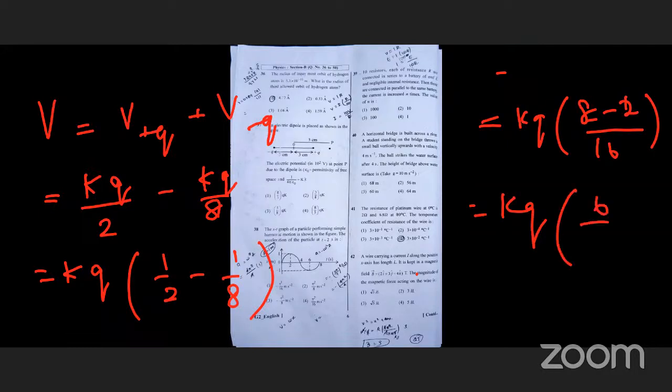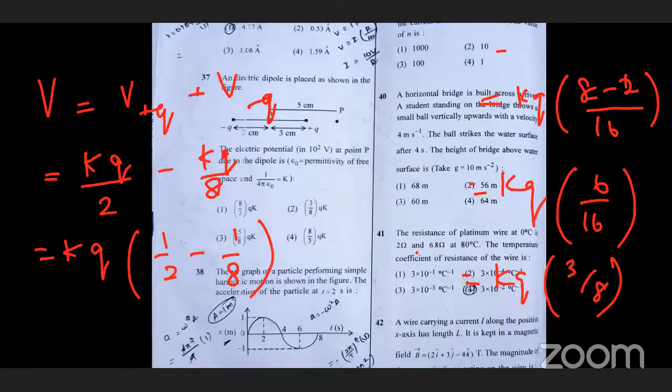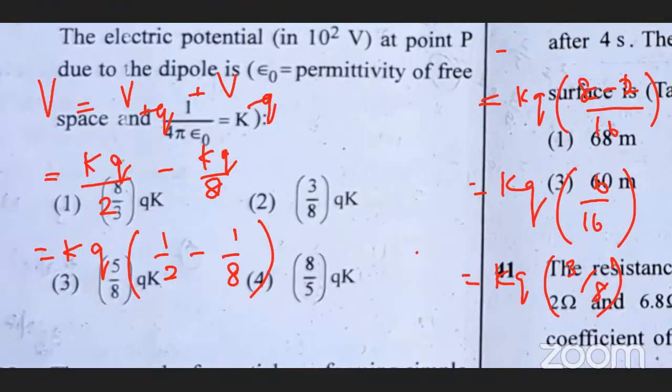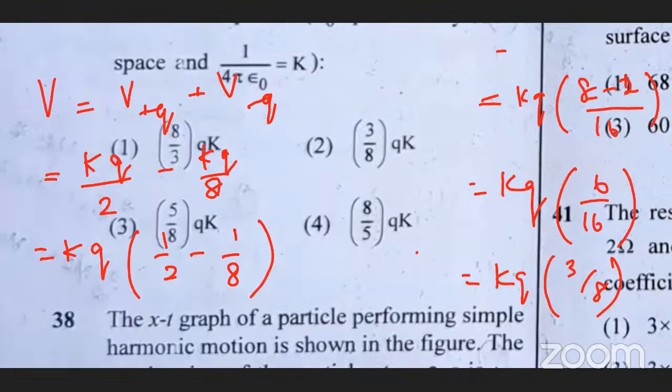So taking the LCM, we are getting KQ divided by (8 minus 2) divided by 16, which is equal to KQ divided by 6 by 16. Cancel this, you will get KQ by 3 by 8. So the right answer is 3 by 8 KQ. Option number 2 is the right answer.